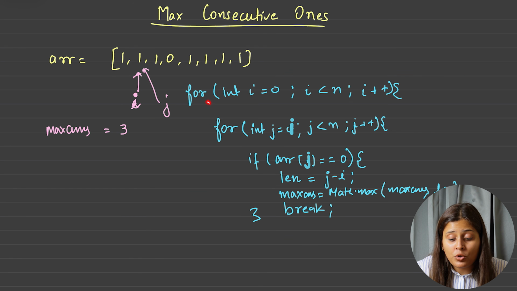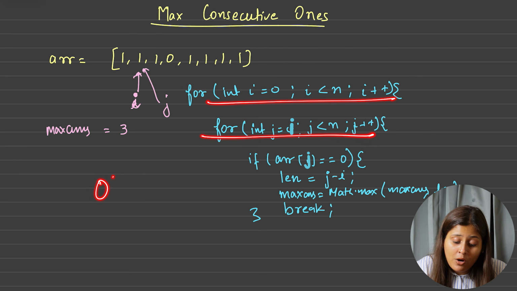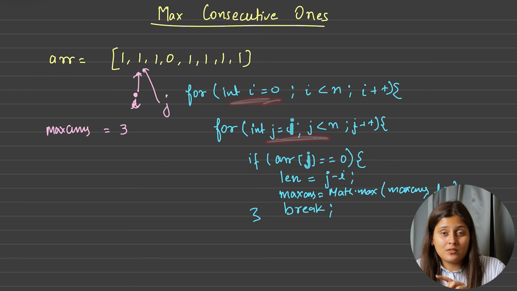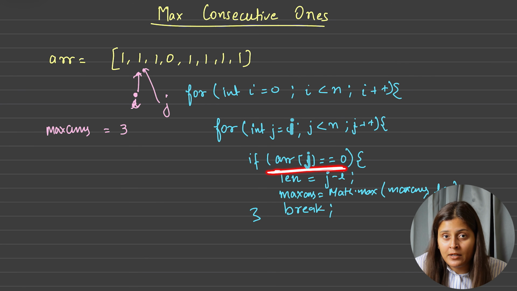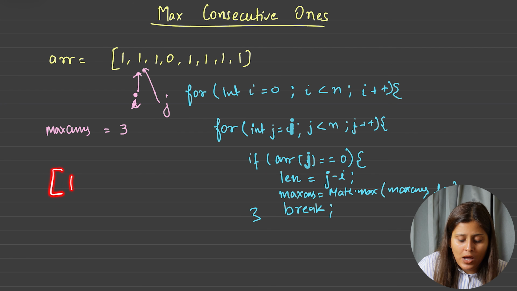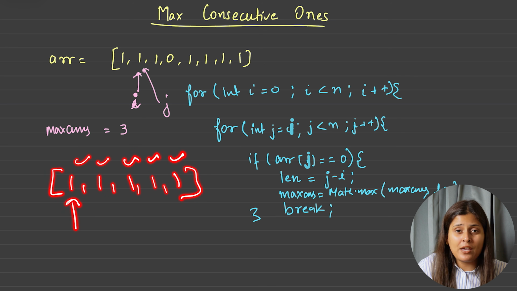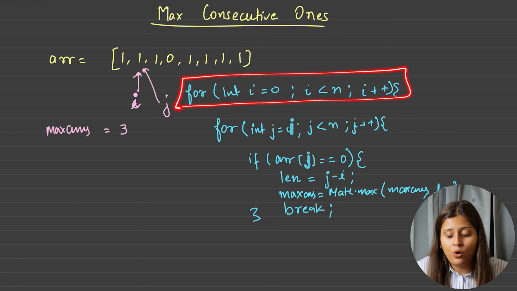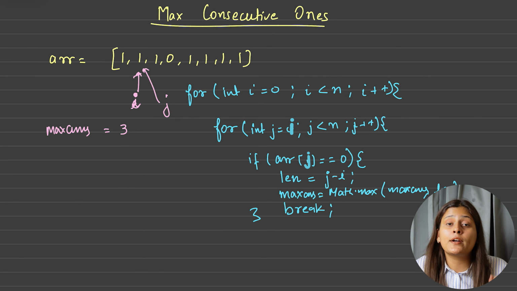Why? Because in total it is taking O of n square time complexity to run. Correct? Because for every i you are running j for n times. You will say, yes, I am breaking it in between when it hits 0. But what if in the entire array you have all ones? Then it won't break. So for every i it will run the entire j loop, the length of the array. Correct? So O of n for the first for loop and O of n for the second for loop: O of n square time complexity.